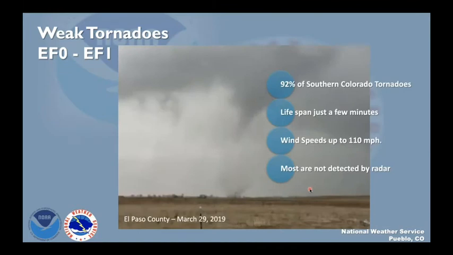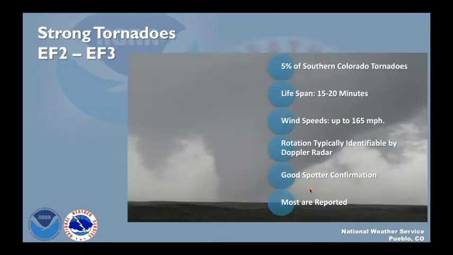So weak tornadoes, 92% of our tornadoes are weak tornadoes, EF0 to EF1. Generally, they last only a few minutes, but they still can be destructive. And these are hard to detect with radar. EF2 to EF3, 5% of our Southern Colorado tornadoes, they're a little bit longer in lifespan and they're definitely stronger with winds. We should be able to see a stronger tornado on our radar, but again, I keep saying this, weather is weather, and it might not occur or it might occur, and that's why we need your help.